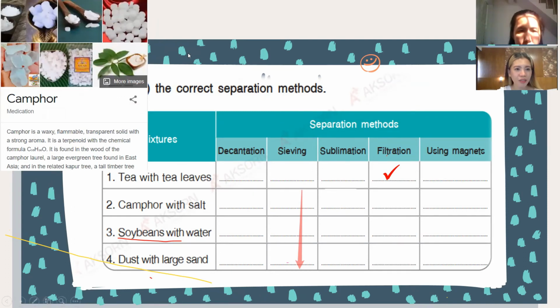Camphor is a waxy, flammable, transparent solid with a strong aroma. It is extracted from a camphor tree. This is present in some lotions, in some creams, and oils. This is what you call camphor. Camphor with salt. Now, how do we separate this one? Decantation, sieving, sublimation, filtration, or using magnets? Sublimation. Very good. It's sublimation. Number 3. Can you read number 3?